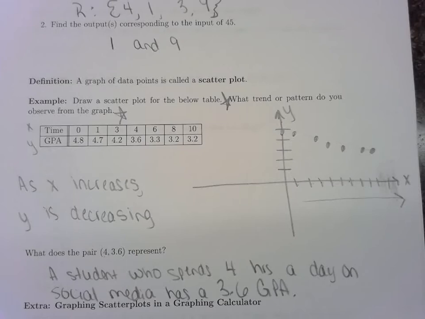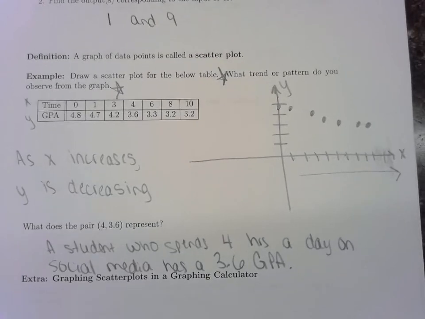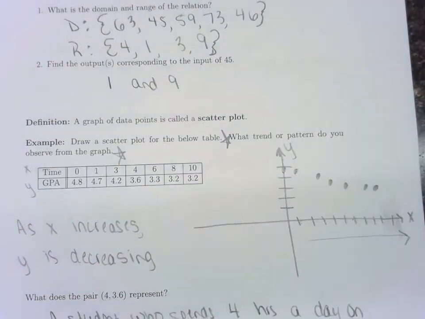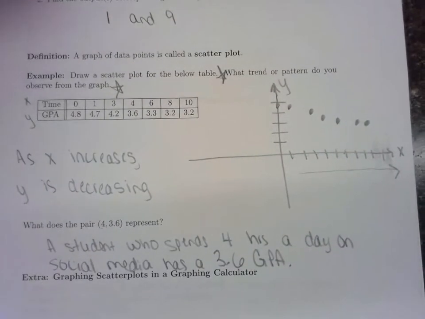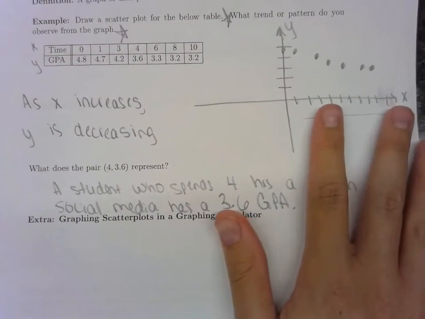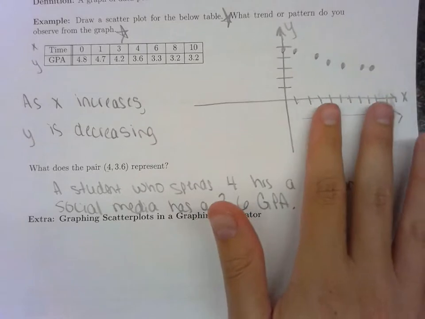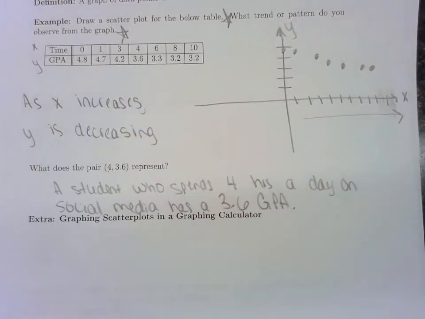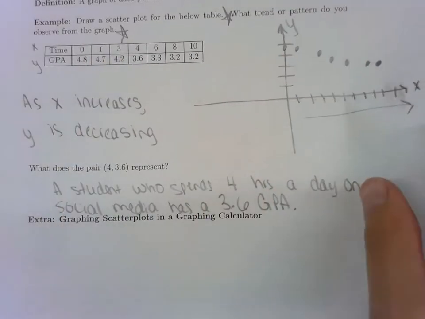Okay, bottom of page 2, you see there's an extra: graphing scatter plots on a graphing calculator. We just graphed these scatter plots by hand, which is fine. This was probably easier to do by hand because we have small numbers here. If you have a graphing calculator, these are actually more accurate. So I suggest using graphing calculators, especially if the numbers are larger. Again, this one was probably easier to just do by hand.